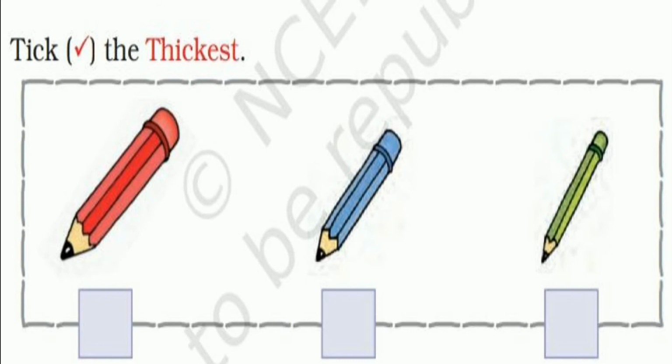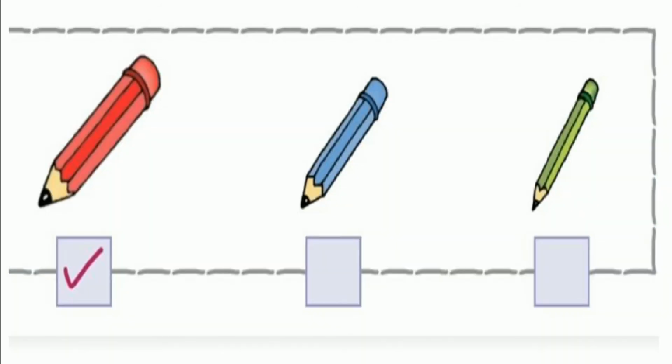Next, tick the thickest. Children, here you can see three pencils, right? One is red in color, the other is blue in color, and the third one is green in color. We have to tick the pencil which is the thickest. Among three pencils, which is the thickest, children? Yes, red color pencil, right? So we shall tick the red colored pencil. The first pencil is the thickest among three.